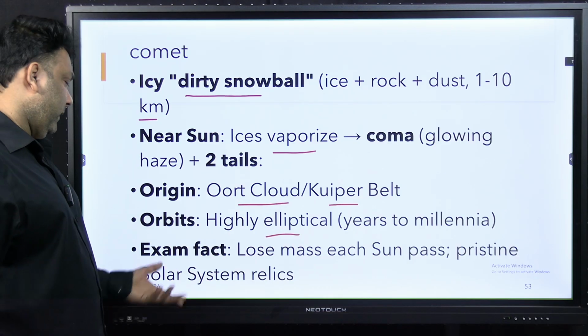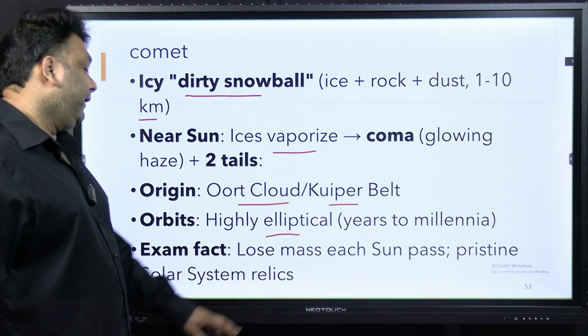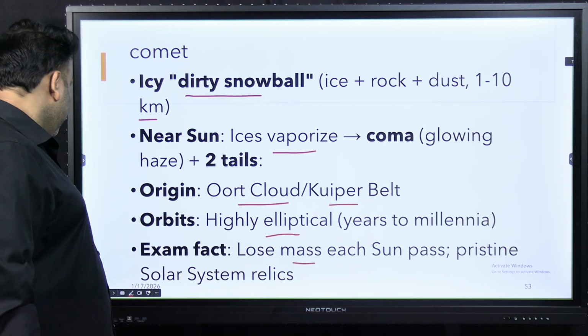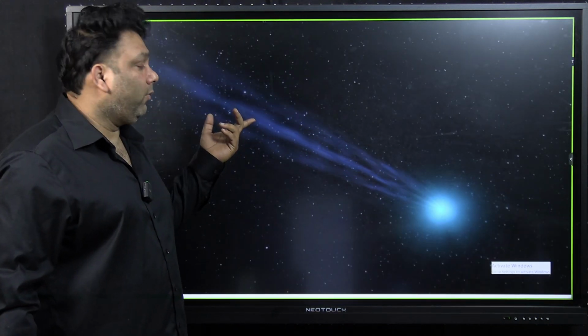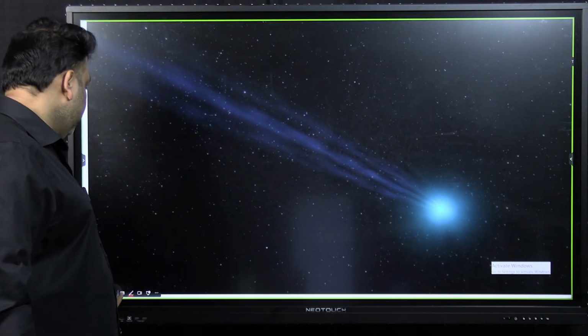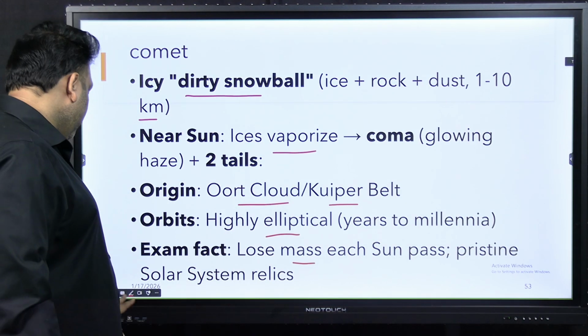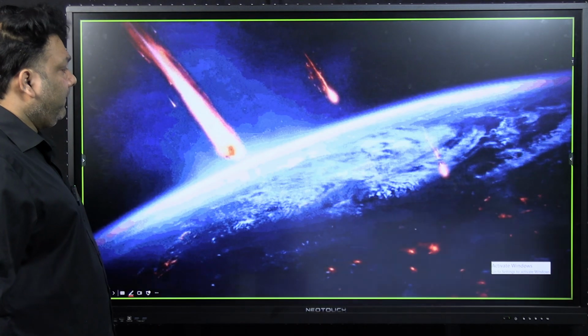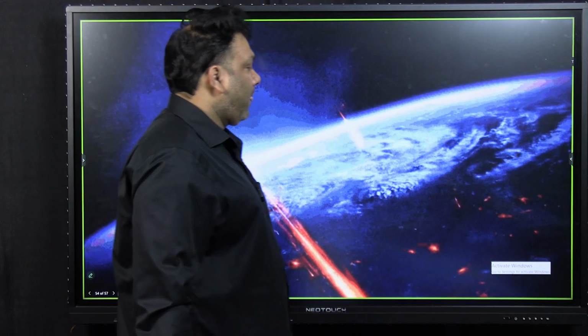So of course, whenever they are approaching towards the Sun, they'll be losing certain mass, because don't you think the gases are getting evaporated? When the gases get evaporated, it will be losing certain mass also. So more than this, the UPSC won't be asking anything, if at all they are asking about comets. Okay. Now that comet is different and this is different.